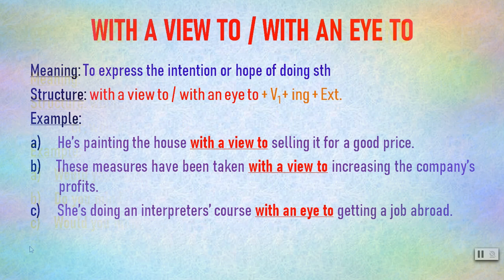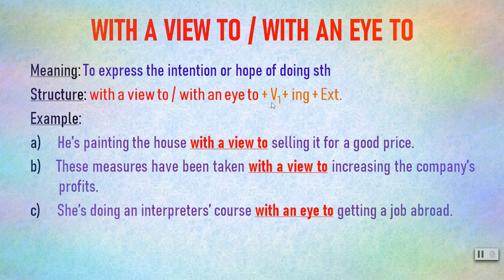Then, with a view to or with an eye to, it is also a formally used phrase. It means jonno, with a view to. Or with an eye to. Okay, we use it to express the intention or hope of doing something. It indicates the purpose of doing something. The structure, with a view to or with an eye to plus v1 plus ing plus extension.